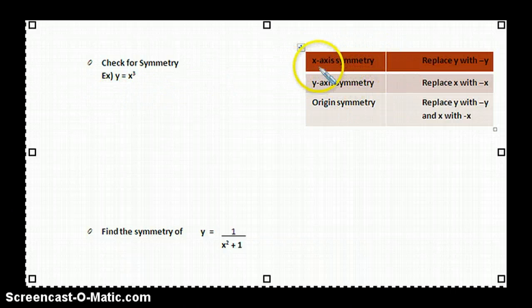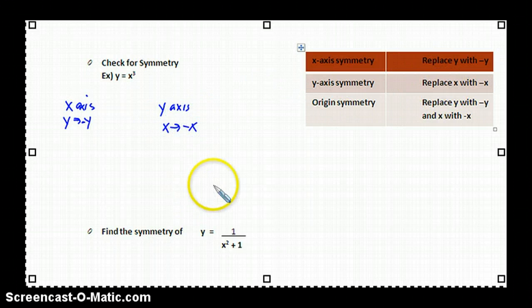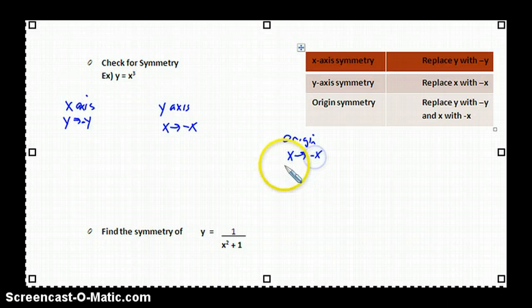So if you're going to check for x-axis symmetry, you've got to replace the y with a negative y. If you're going to check for y-axis symmetry, you're going to replace the x with a negative x. And then finally, if you're going to check for origin symmetry, you're going to replace both the x and the y with negative x and negative y. And when you do this, your goal is to be able to get back to the original equation. So let's write that at the top.